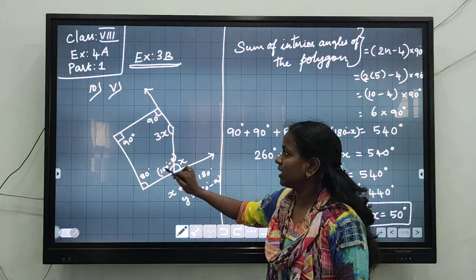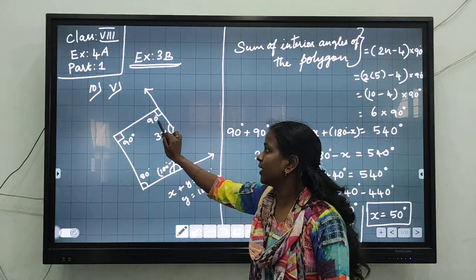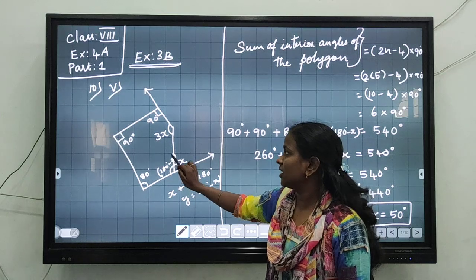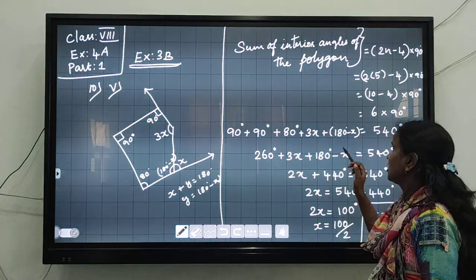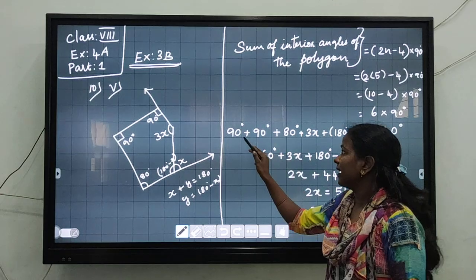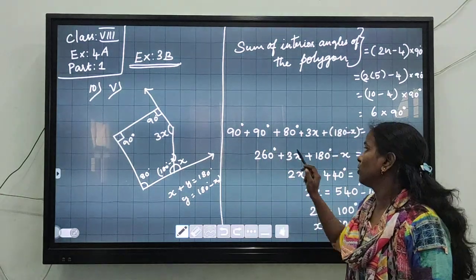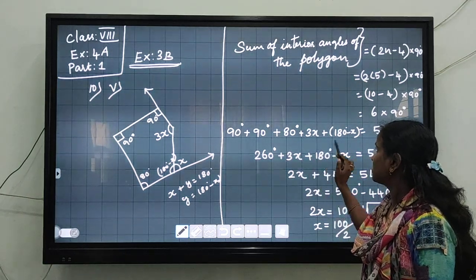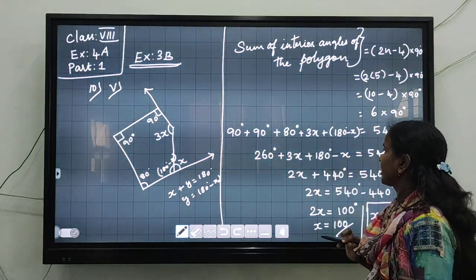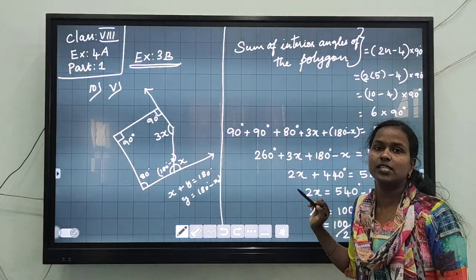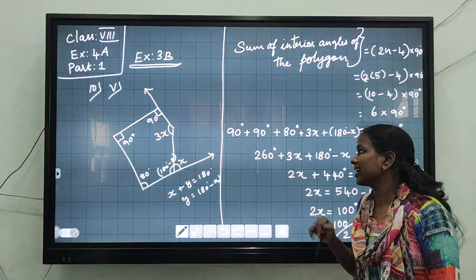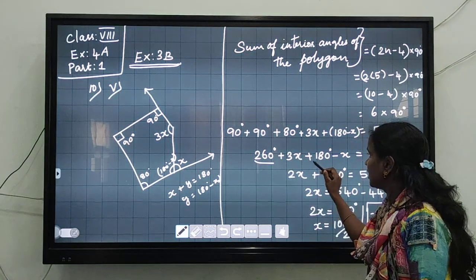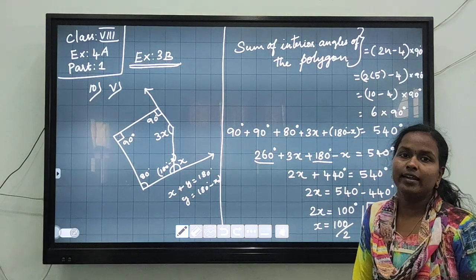On the left-hand side I am going to substitute 90 degrees plus 90 degrees plus 80 degrees plus (180 minus x) degrees plus 3x degrees. 90 plus 90 you will get 180. 180 plus 80 you will get 260 degrees, plus 3x, plus 180 degrees minus x. Here minus x, here plus 3x. If you subtract 1x from 3x, you will get the remaining 2x. So 2x plus this 260 degrees and this 180 degrees, you will get 440 degrees.